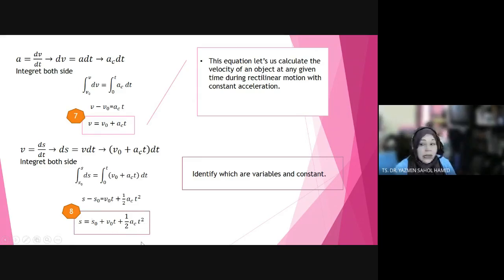This is the formula. When you get a question, you should identify what are the variables and what are the constants involved in the formula. All right, so you get this other formula.